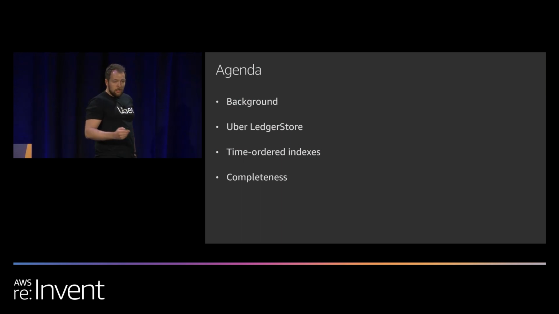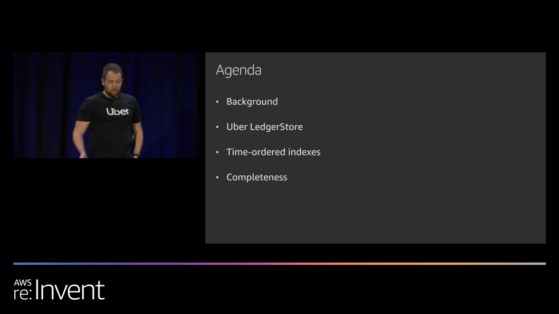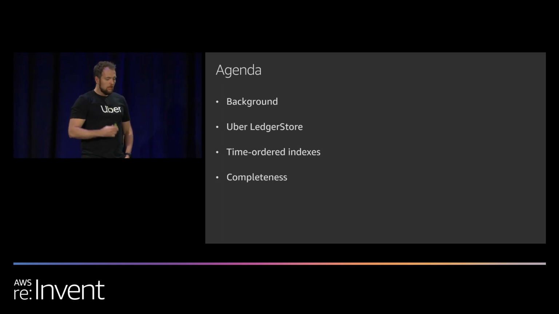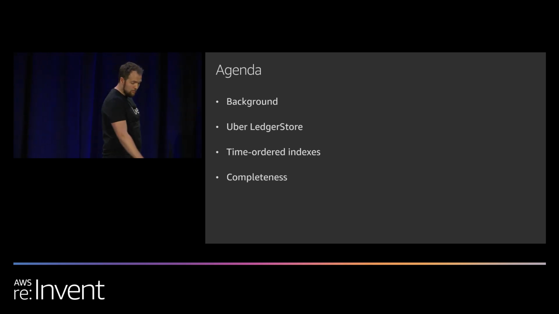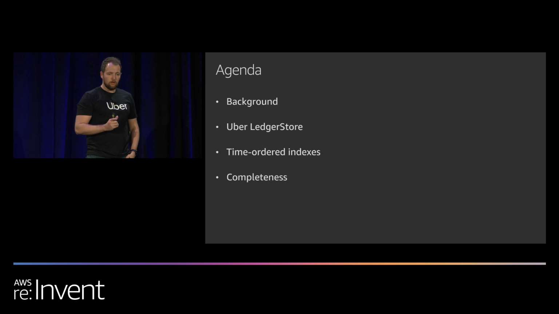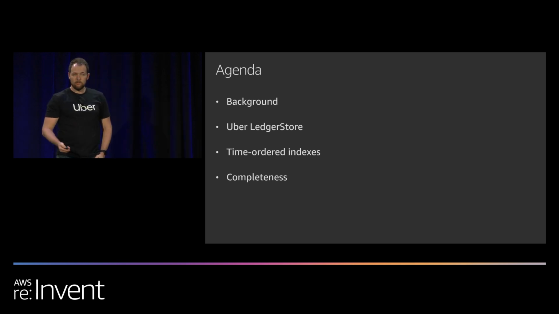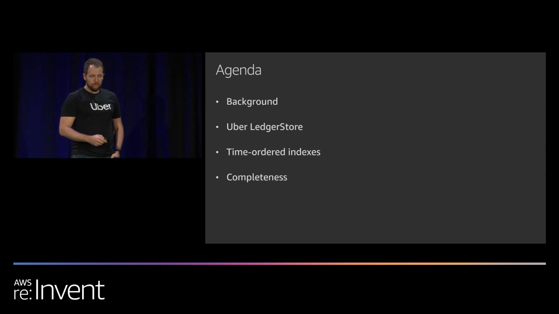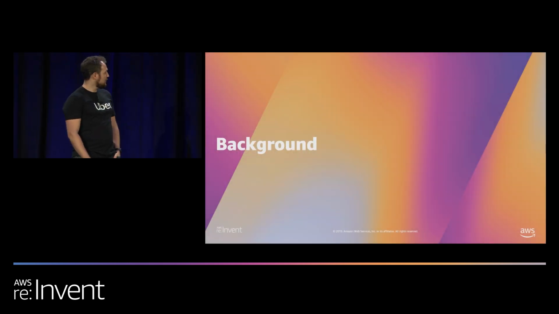So what are we going to be talking about? First, I'm going to give you a bit of background to what it is we're actually trying to solve, a little bit of what is Uber, in case you don't know. Then Uber Ledger Store, which is the thing we actually build on top of DynamoDB and some other Amazon technologies. Then I'm going to deep dive on two specific components of our system. One is time-ordered indexes, and the other one is completeness. So this is how do you know whether your data is actually complete. So let's start with some background.